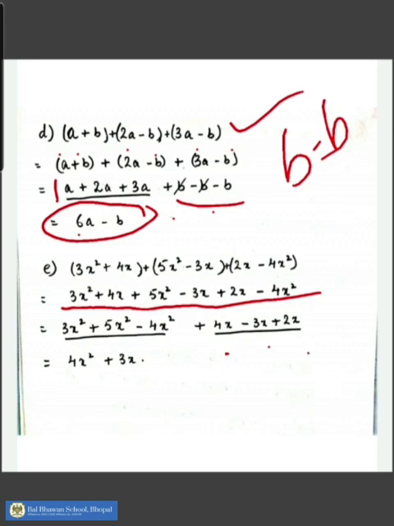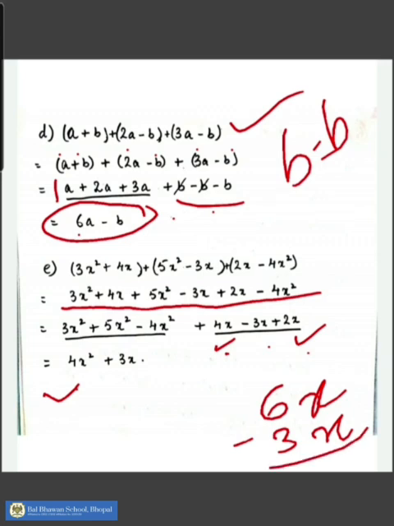Now, let us solve this, children. We are going to add first according to the BODMAS rule. So 3 plus 5 is 8. 8 minus 4 is 4. So I'm getting 4x square over here. Similarly, 4 plus 2 is going to give me 6x. And when I subtract 3x from 6x, I'll get 3x as my value. So my final answer is 4x square plus 3x.